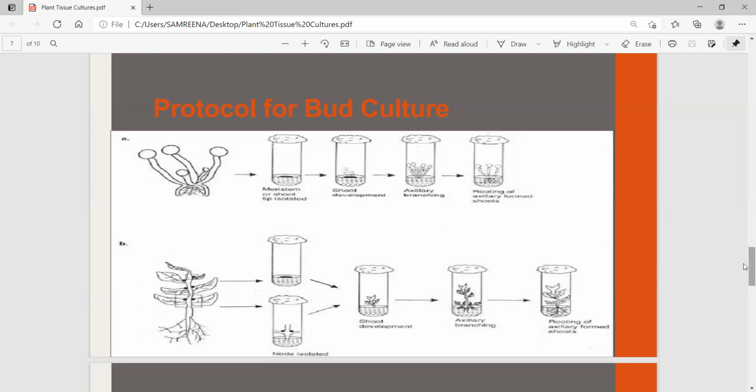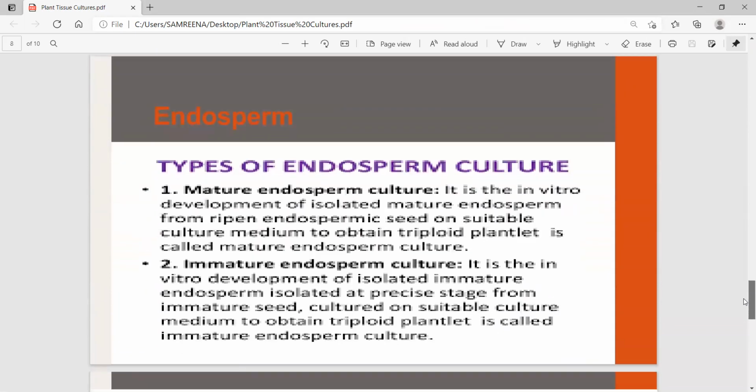For shoots, we have to give auxin concentration less, but cytokinin concentration should be more. And for formation of the roots, we have to take growth hormone auxin more and cytokinin less. You already know this thing.